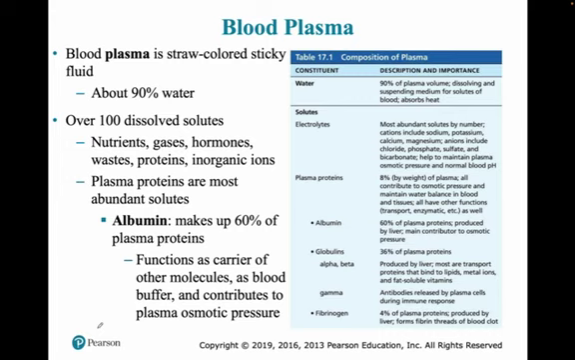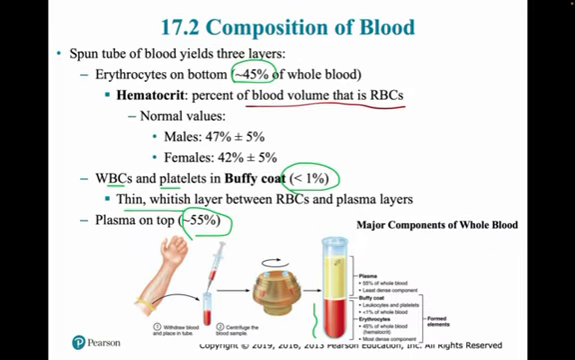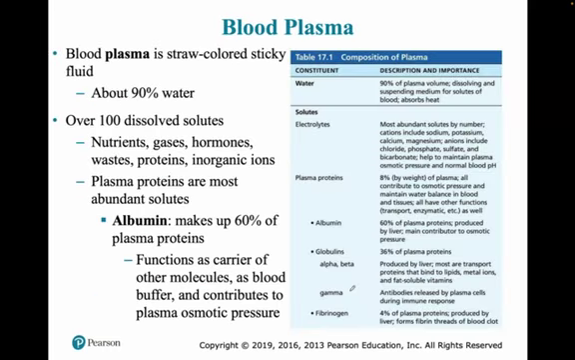Alright, so blood plasma. Since blood plasma is one of the major components, the first thing we'll talk about in blood composition is the blood plasma. What is it? Plasma doesn't have any color. It's kind of a straw color, which is almost no color, a sticky fluid, and almost 90% of plasma is water. Therefore, it doesn't have much color.